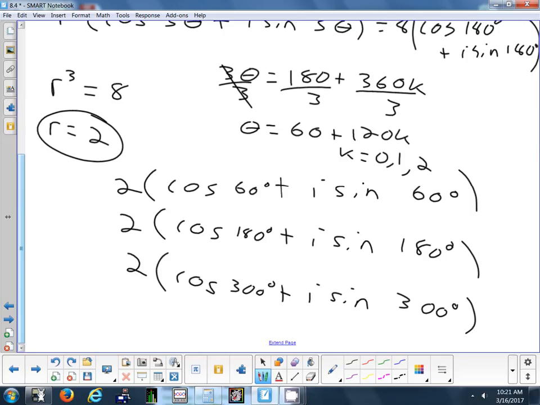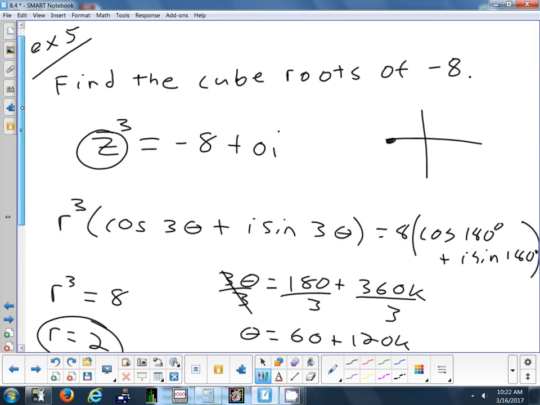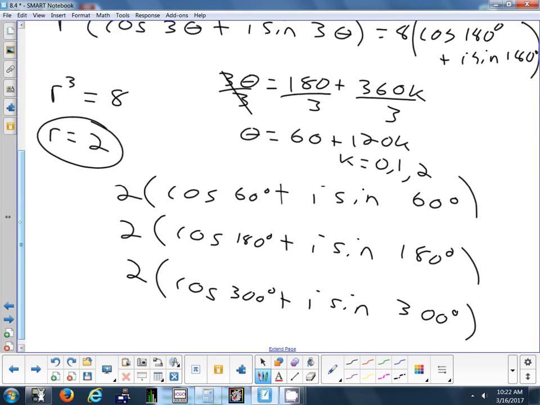Okay, I'm not going to change those to standard form. I'm going to leave them in trig form. So those are the cube roots of -8. And one of these, I can guarantee you, comes out to -2 if you were to change it to standard form. It has to, because -2 times -2 times -2 is -8. It's probably the second one. Okay, so any questions on that?